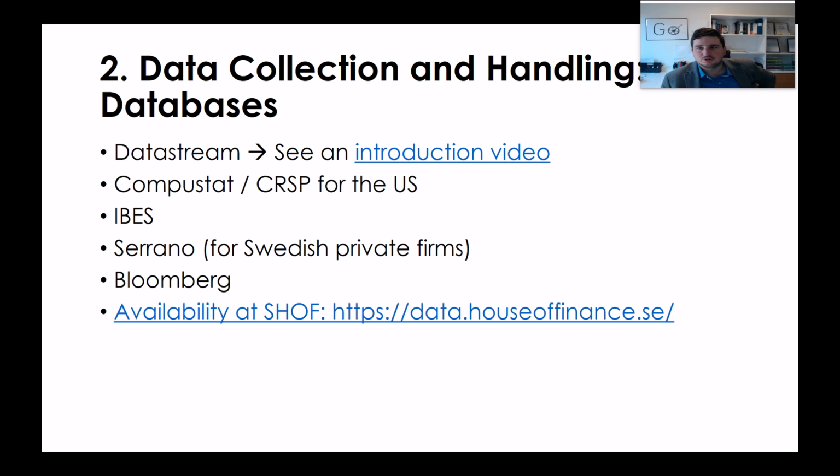Generally, what databases do we have available? First of all, DataStream, or Thomson One as it's called nowadays. I have made a little introduction video for that, which you can look at. You can get a lot of data there, so this is probably for most of your studies the most important one. Compustat or CRSP is very relevant for the US. All the US-based literature actually uses that. For this, you need to have access over the WRDS account, for which you will find more information from your supervisor or later on in this tutorial.